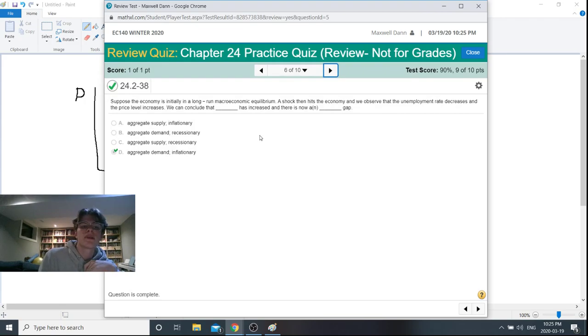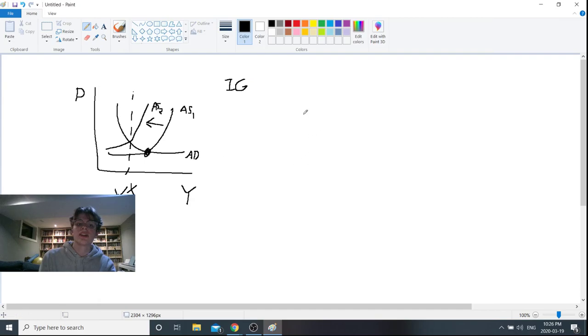Suppose the economy is initially in long-run macroeconomic equilibrium. A shock then hits the economy. Unless it says so, when a shock hits the economy, we're always talking about aggregate demand, not supply. So now we just have to find out which way it's shifting. It says the unemployment rate decreases and the price level increases.